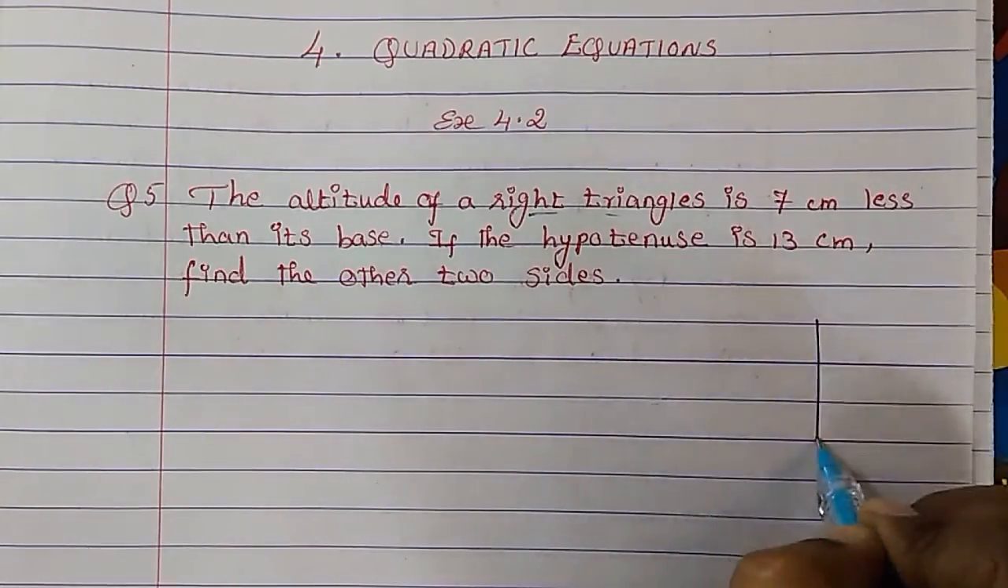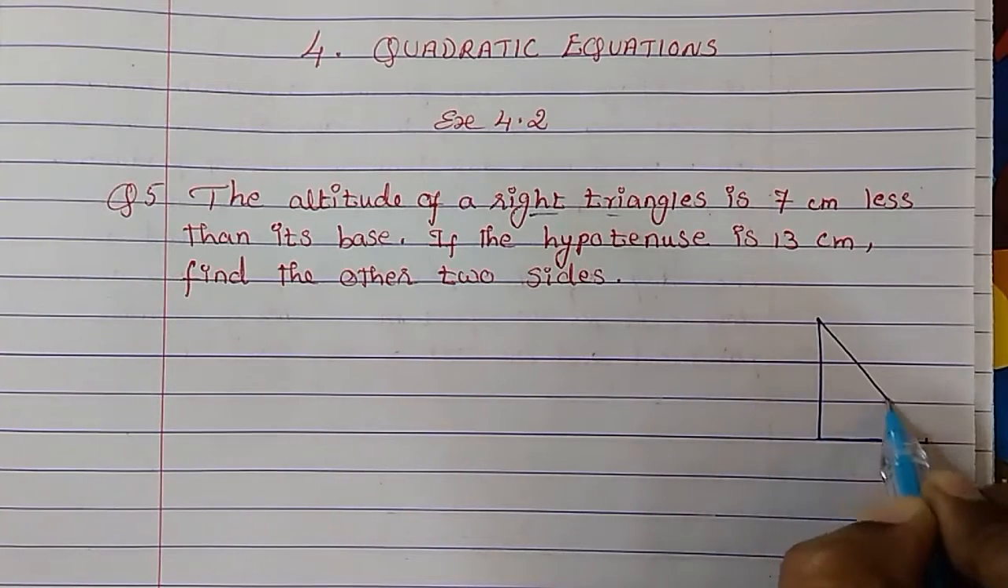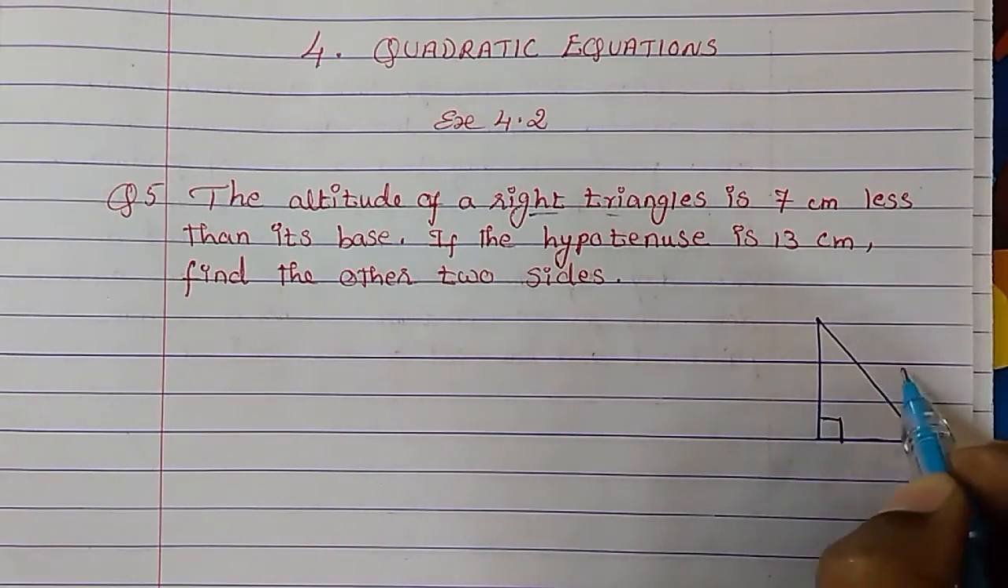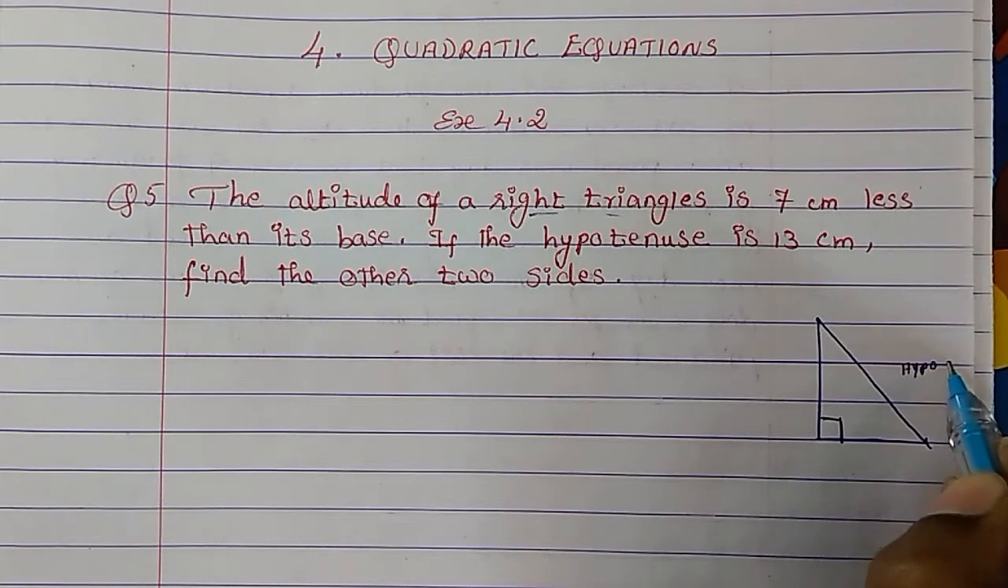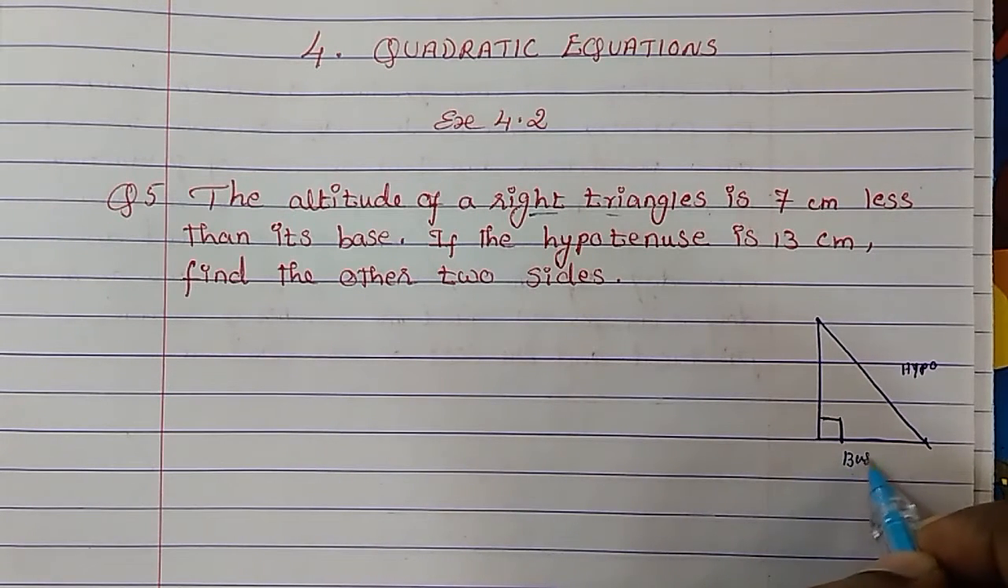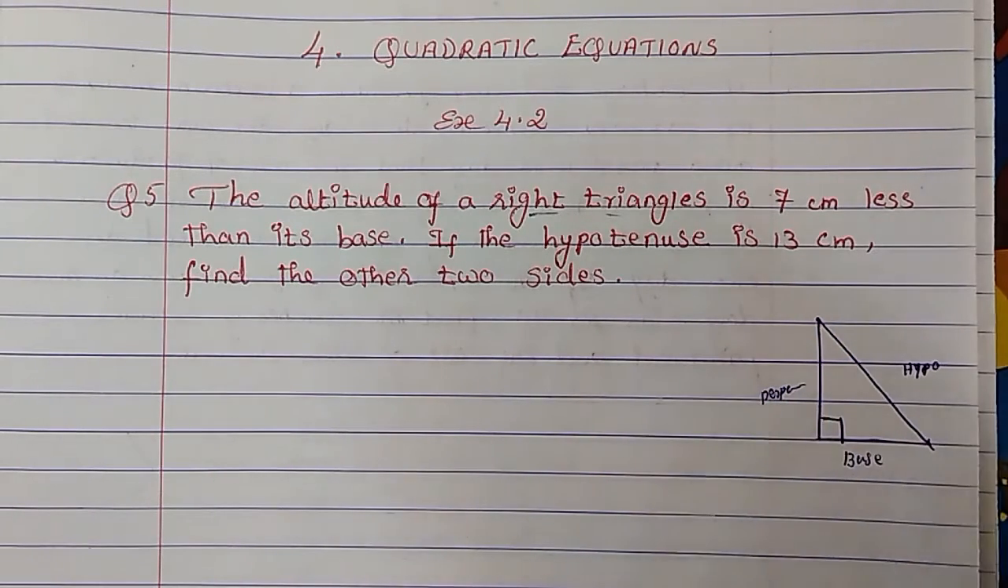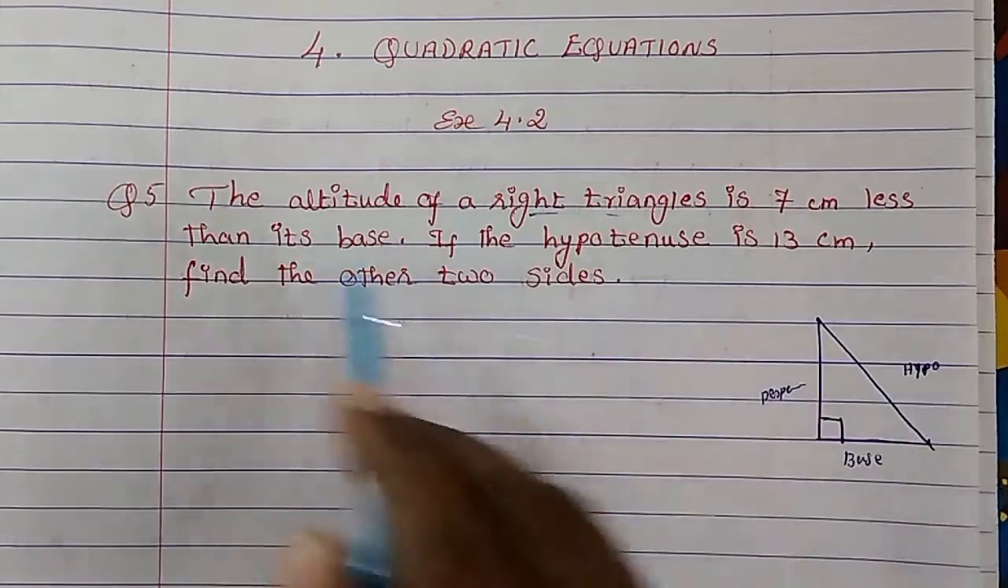So we know if this is the right triangle, it's a 90 degree. So opposite to 90 degree, we call it hypotenuse. Then this we call base and this is perpendicular. Okay, so this is a right angle. So here what is it?